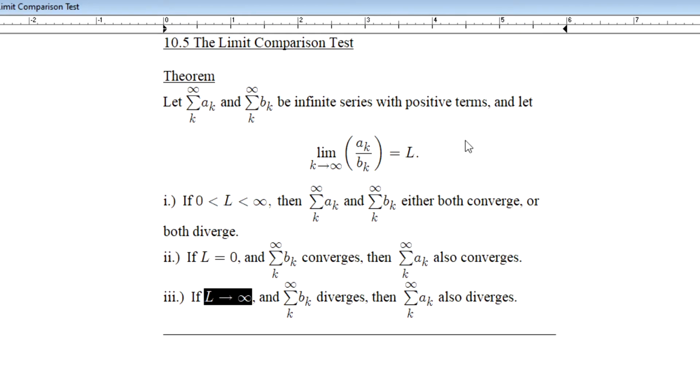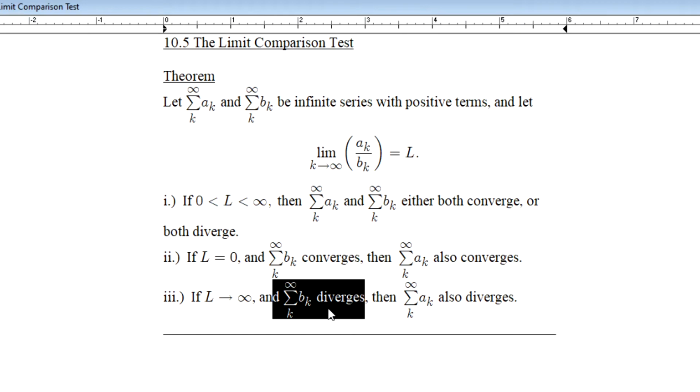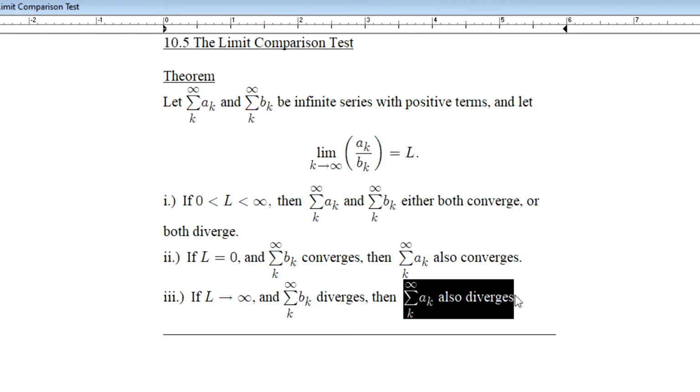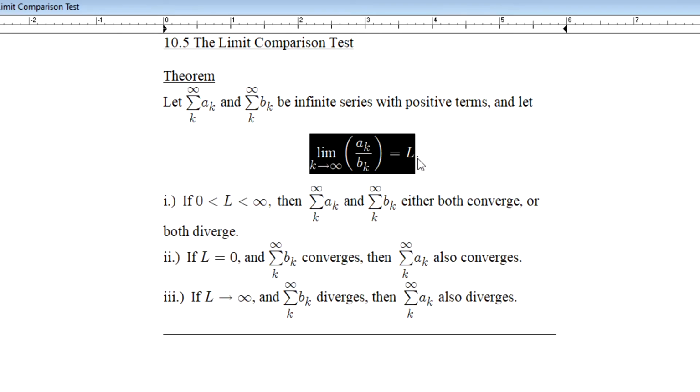And the third result is the case where this limit for L approaches infinity. It becomes an infinite limit. If the value of L approaches infinity, and we know that series B sub k diverges, if we have information about our known series being divergent, then what we're able to conclude is that the given series, the series whose behavior we're trying to determine, would also diverge. These are the three results for the limit comparison test, where you calculate this value of L for your given series and some series you're comparing it to, some known series.